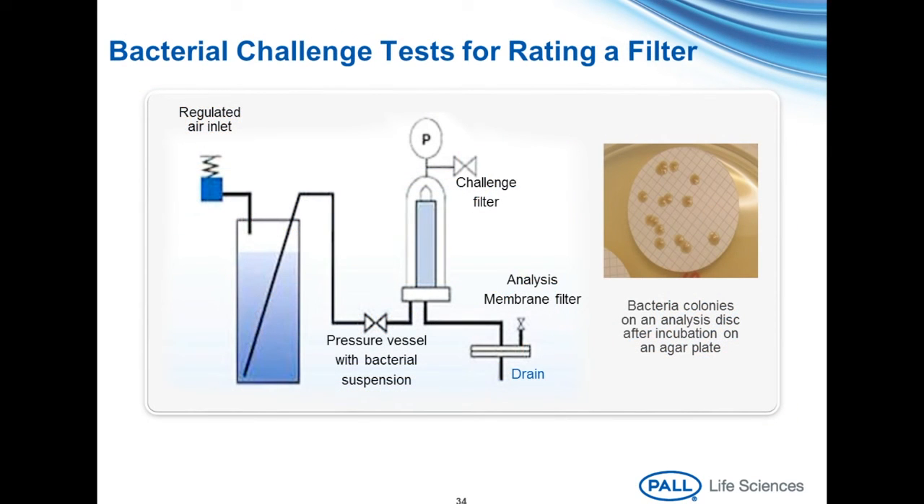Here's a cartoon diagram of a simple bacterial challenge test showing the vessel containing the bacterial suspension, the test filter, and then the analysis filter. This picture shows an example of bacterial colonies on an analysis disc post-filtration, post-incubation. So it would show if any bacteria got through, they would grow on that analysis disc. As you can see, this is a performance-based test, and that's why it's also important to evaluate your performance under your conditions of actual use. For a filter rating test, the bacteria would generally be suspended in a buffer or some similar fluid, and then for the process-specific test, the bacteria would be suspended in the process fluid.